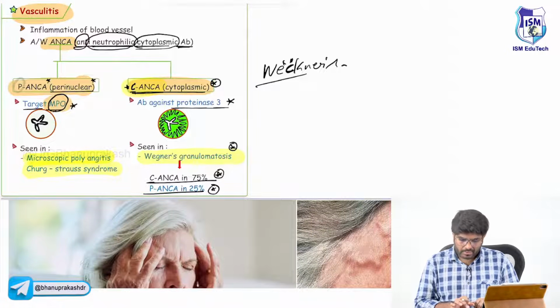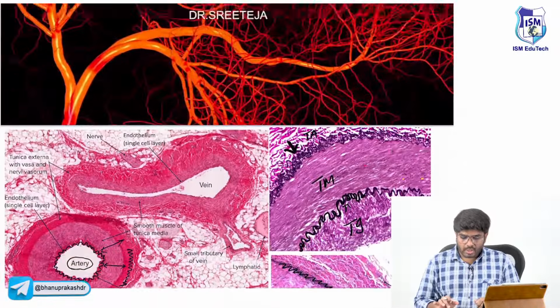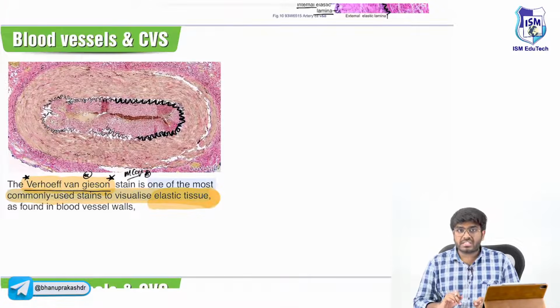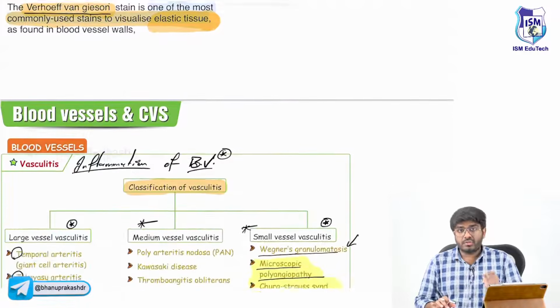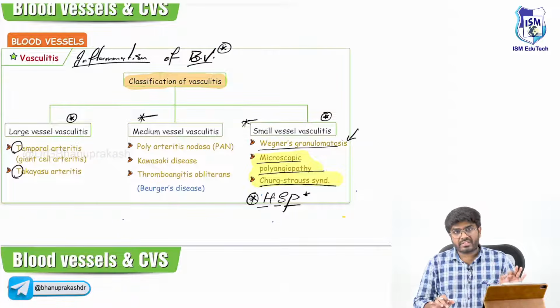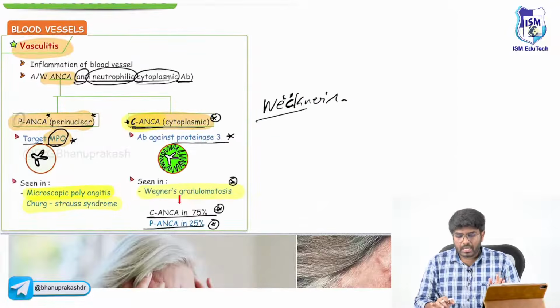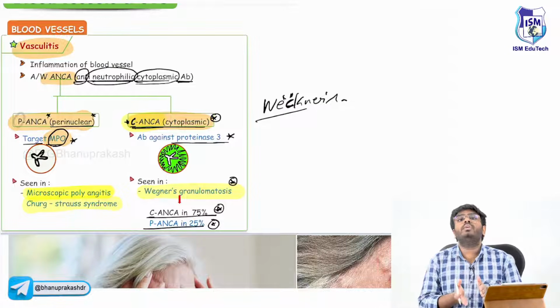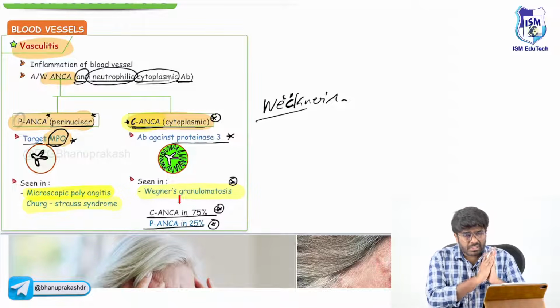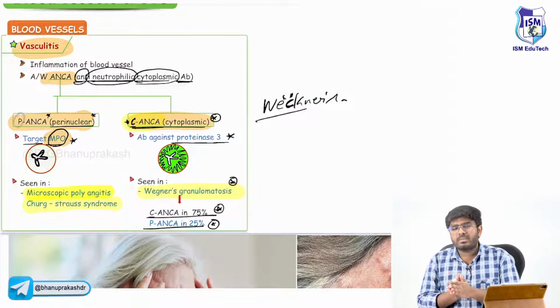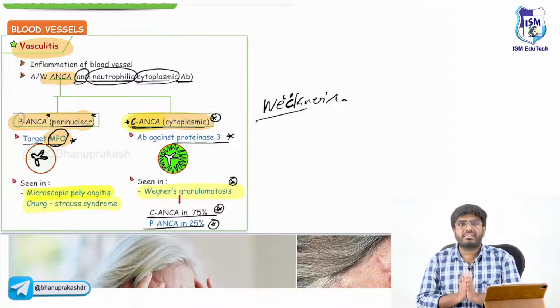Now done. What we have seen so far is normal histology completed. One important stain: Verhoeff Van Gieson stain is used to stain the elastic tissues. The classification of vasculitis into small vessel, medium vessel and large vessel vasculitis is completed. After that, I have explained the ANCA. ANCA are nothing but antibodies. There are two types, P ANCA and C ANCA. P ANCA is seen in Churg-Strauss disease as well as microscopic polyangiitis. Wegener's granulomatosis shows both P ANCA as well as C ANCA, mainly C ANCA in 75% of the cases.